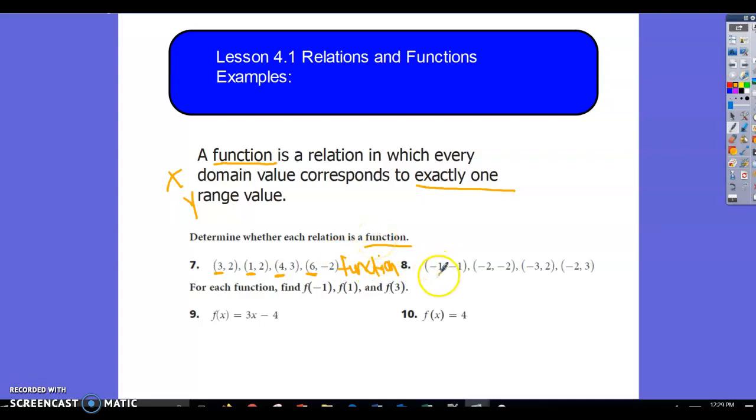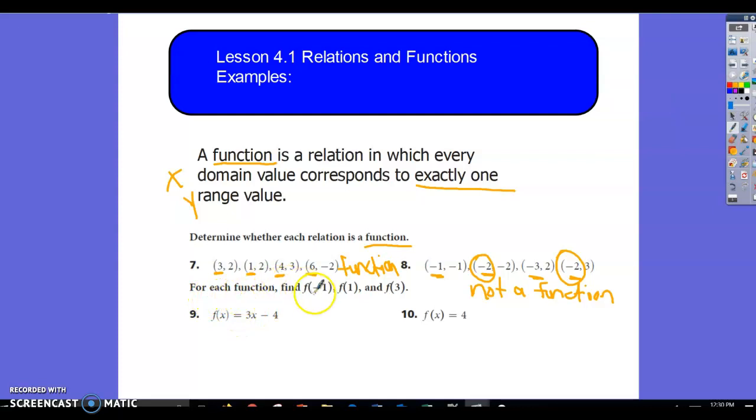All right, number 8, we've got -1, we've got -2, -3, and -2. Because -2 shows up twice, number 8 is not a function because the x's are not unique. Again, we don't even have to look at the y's in this case to determine whether it's a function or not. We're only looking at the domain, which is the x values. All right, so let's look at what it asks down here.